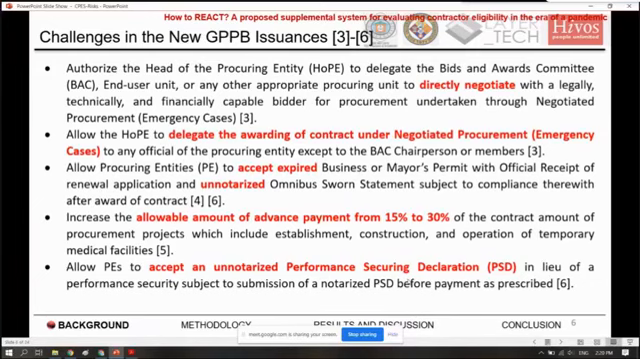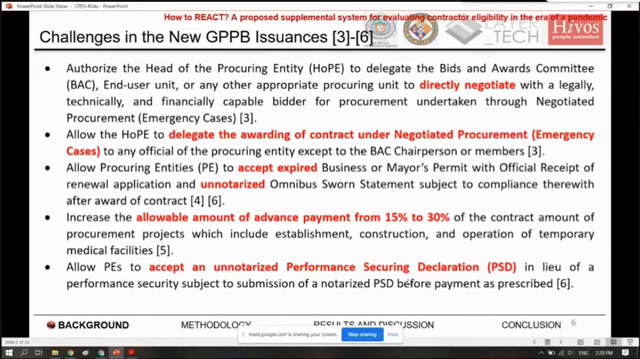It's also allowed in the new issuance of GPPB to increase the allowable amount of advance payment from 15% to 30%. And also, the last one is to accept an unauthorized performance securing declaration. All of these are done so that the procurement process will be hastened, in order for the government or for the agents to effectively respond to the need under this pandemic.